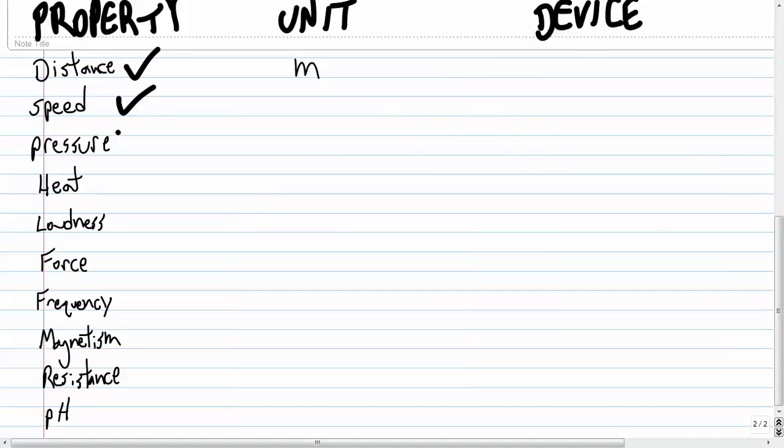Okay, so next, let's talk about pressure. The unit for pressure, let me give you just a quick definition. Pressure is force divided by area. Maybe I should come back to this one. You know what? I think I'm going to. We'll see if I forget.